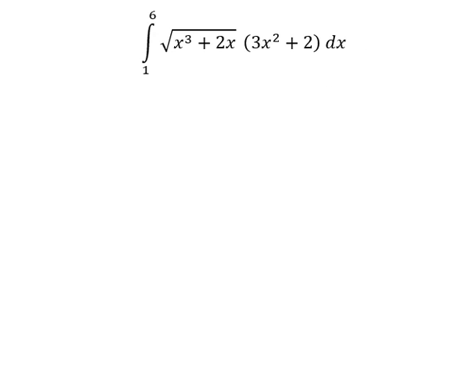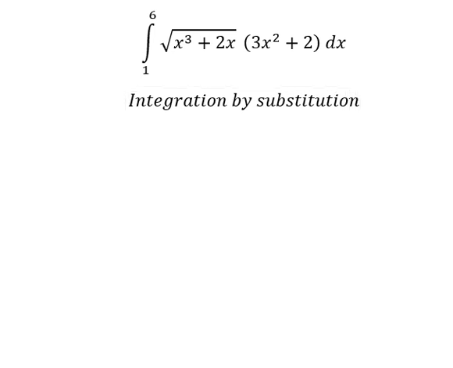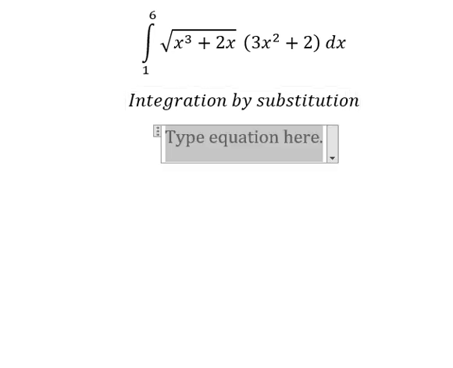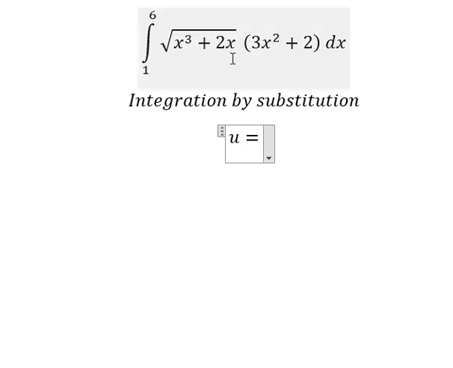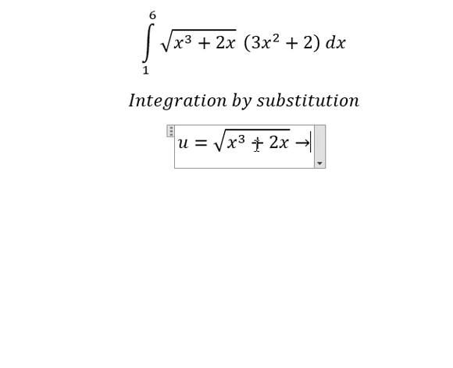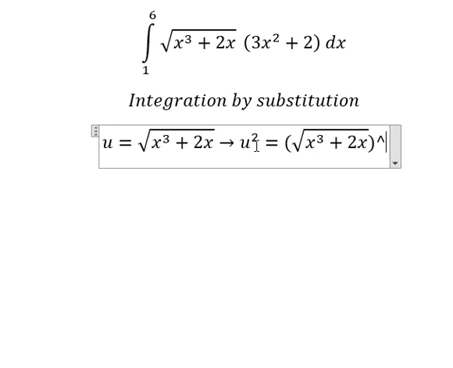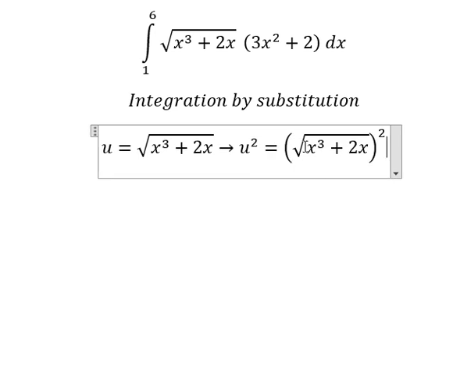So now I want to show you how to answer. We can use integration by substitution. So I will put u equals to this one. Later, we put the square on both sides to cancel the square root.